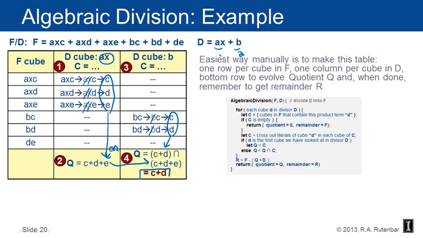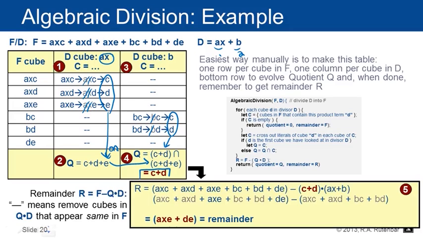So it's a cube-wise walk through the cubes in F, looking at the cubes in D and asking one cube at a time, do you divide into this guy? Do you divide into this guy? And then doing the appropriate accounting, which in this case is intersecting things, to make sure that you get everything dividing appropriately. So the actual quotient here is C plus D.